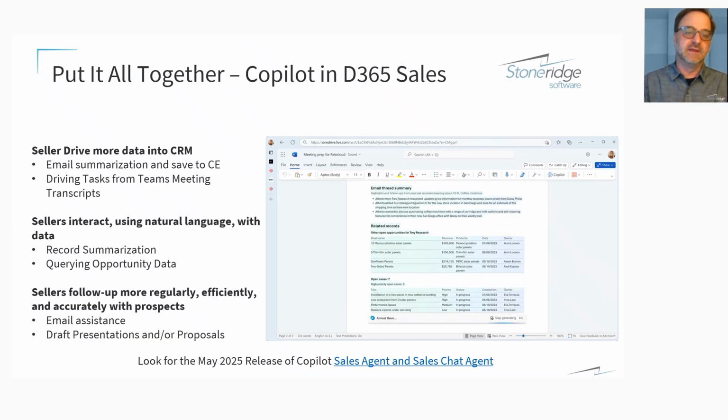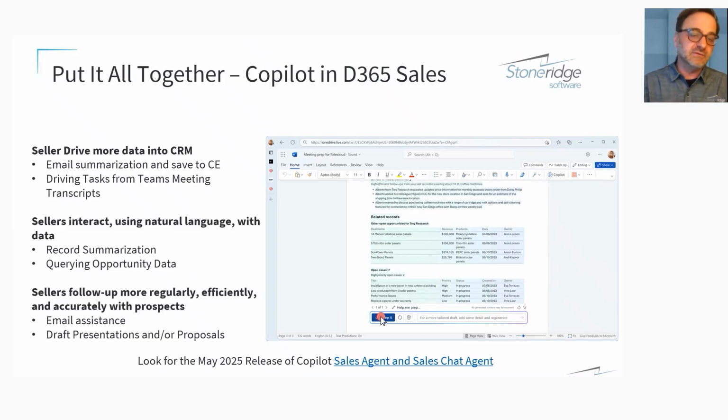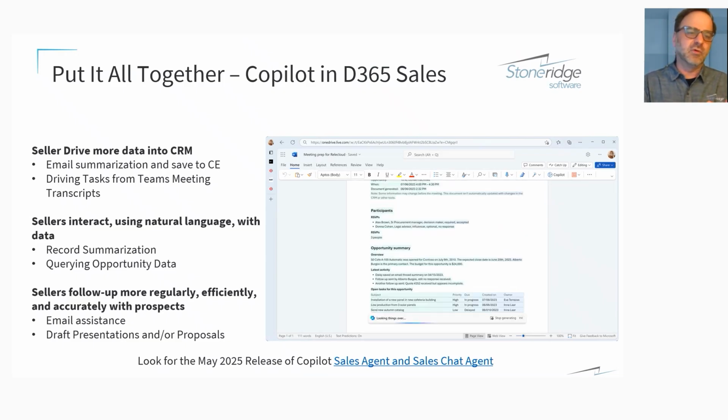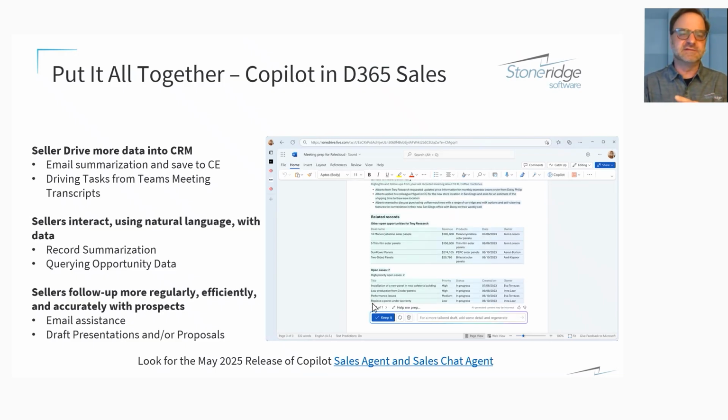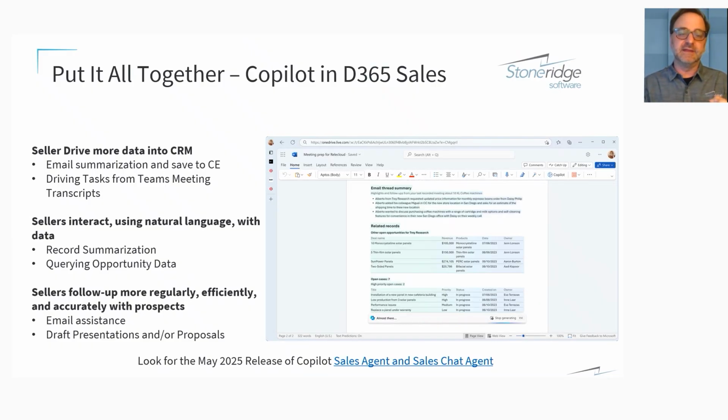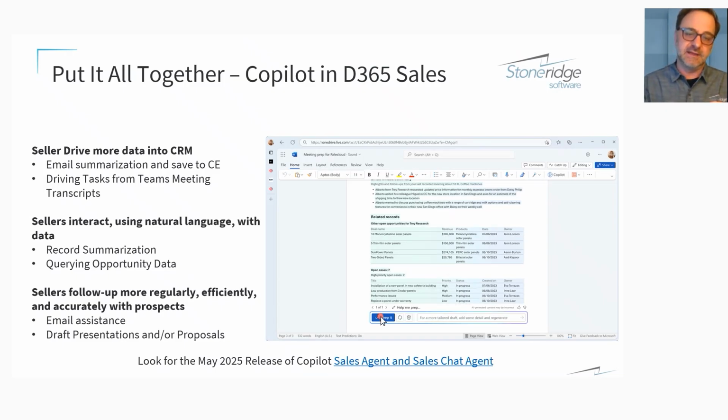Same with Teams. If you're having meetings with your prospects, Teams is taking transcripts of those meetings, and you can ask Copilot, take the tasks, the action items, the sentiment, and the important subtleties of our conversations, and push that into CRM. Push that into your sales system. So now you're driving more data into your CRM system, which has always been a challenge. And when sellers have that data, they can use Copilot then in natural language to interact with that data.